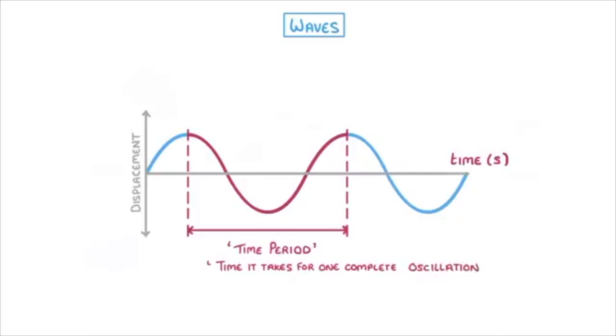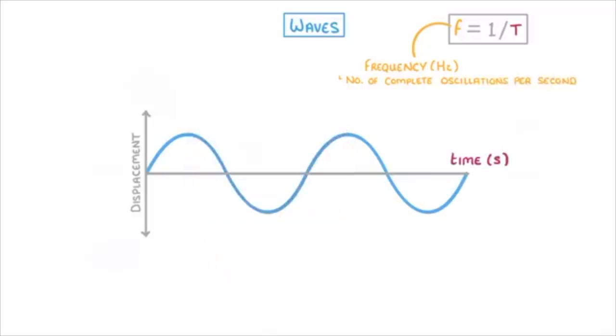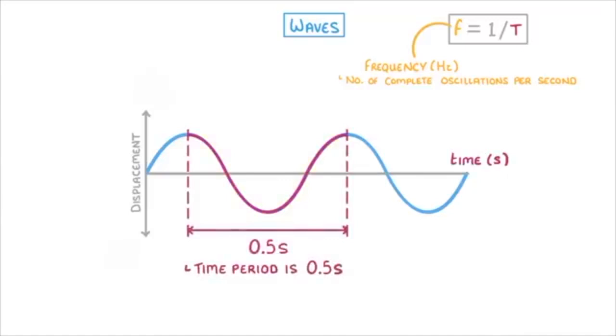The benefit of knowing the time period is that we can then use the equation here to work out frequency, which is measured in hertz and is the number of complete oscillations per second. To see how it works, imagine that each oscillation takes 0.5 seconds, or in other words, the time period is 0.5 seconds. This means that there must be a total of 2 oscillations per second. So the frequency is 2, which is what we'd get if we did 1 divided by the time period of 0.5.